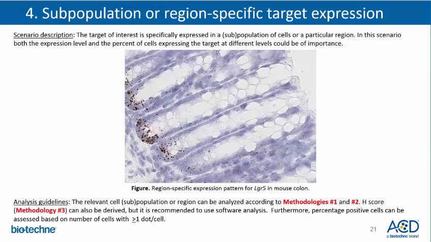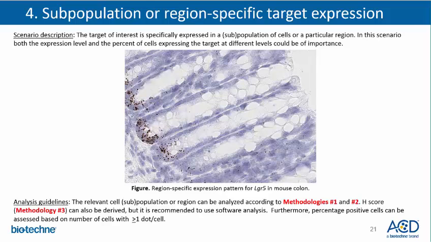In this 4th singleplex scenario, the target is expressed in a particular subpopulation or region, and both the expression level and the percent of cells expressing the target at different levels is important. In this example, mouse colon is shown with the LGR5 positive intestinal stem cell population localized at the base of the crypt. Analysis of the entire colon would generate a low average number of dots per cell, and therefore it could be more relevant to hone in on the crypt.